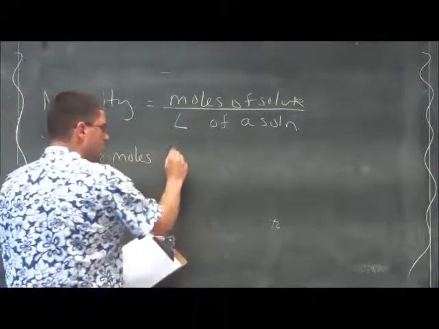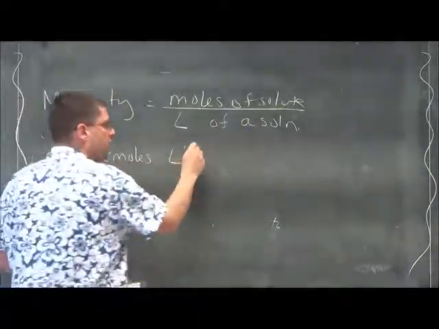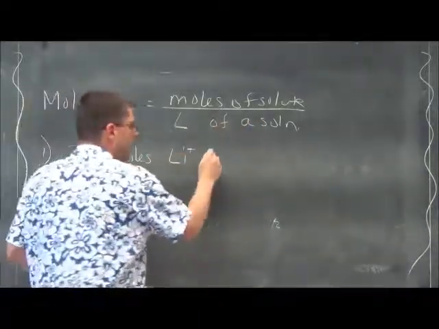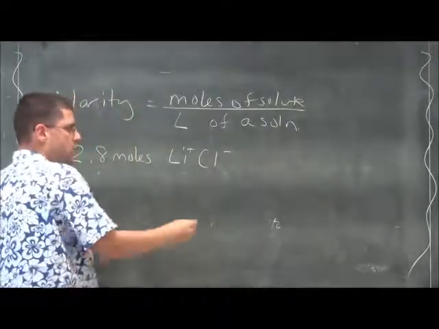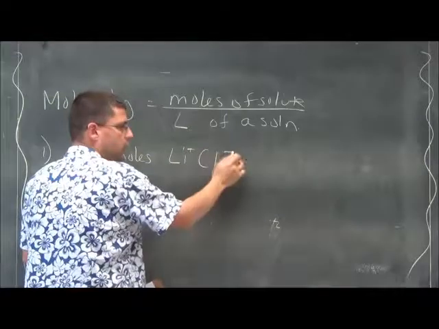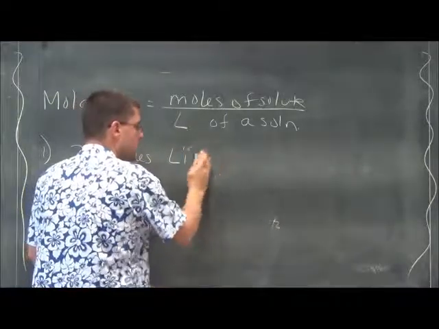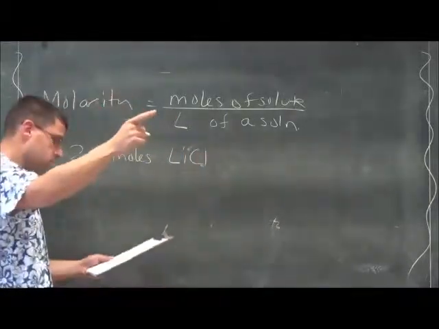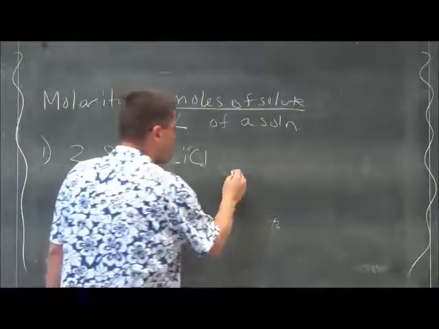2.8 moles of lithium chloride. Lithium has a charge of positive 1. Chlorine has a charge of negative 1. Equal and opposite, stick them together: LiCl. In 0.85 liters of water.